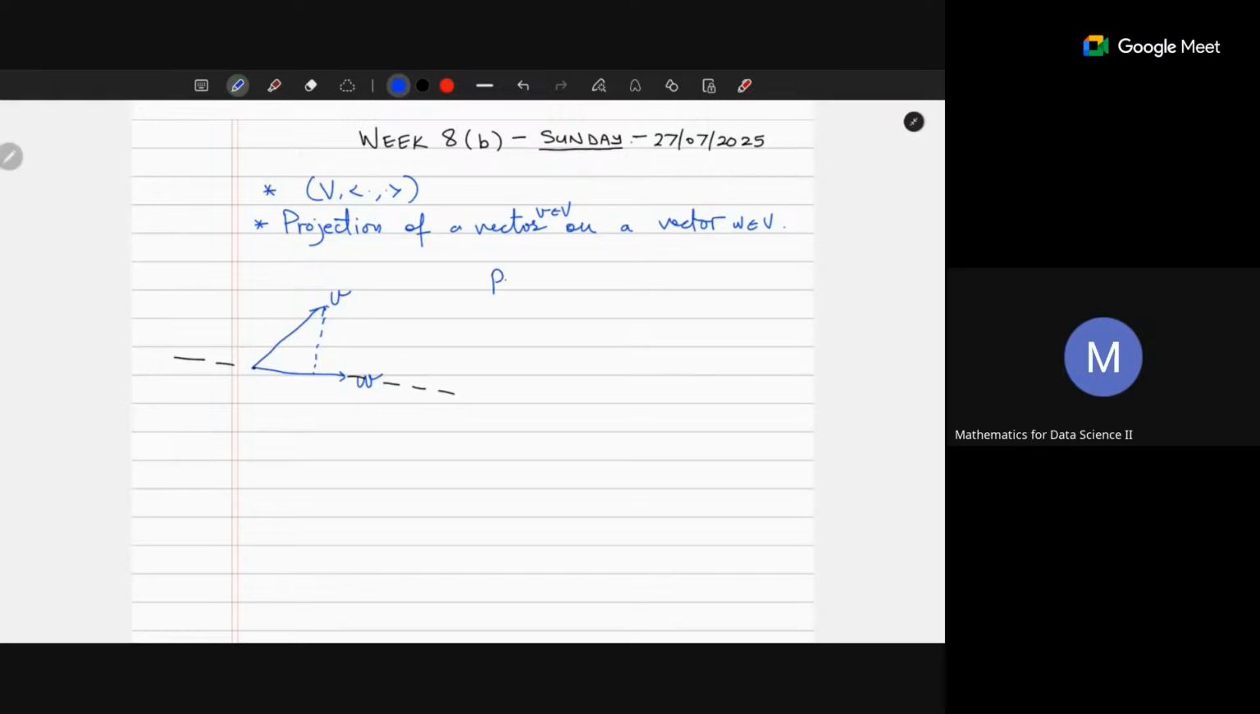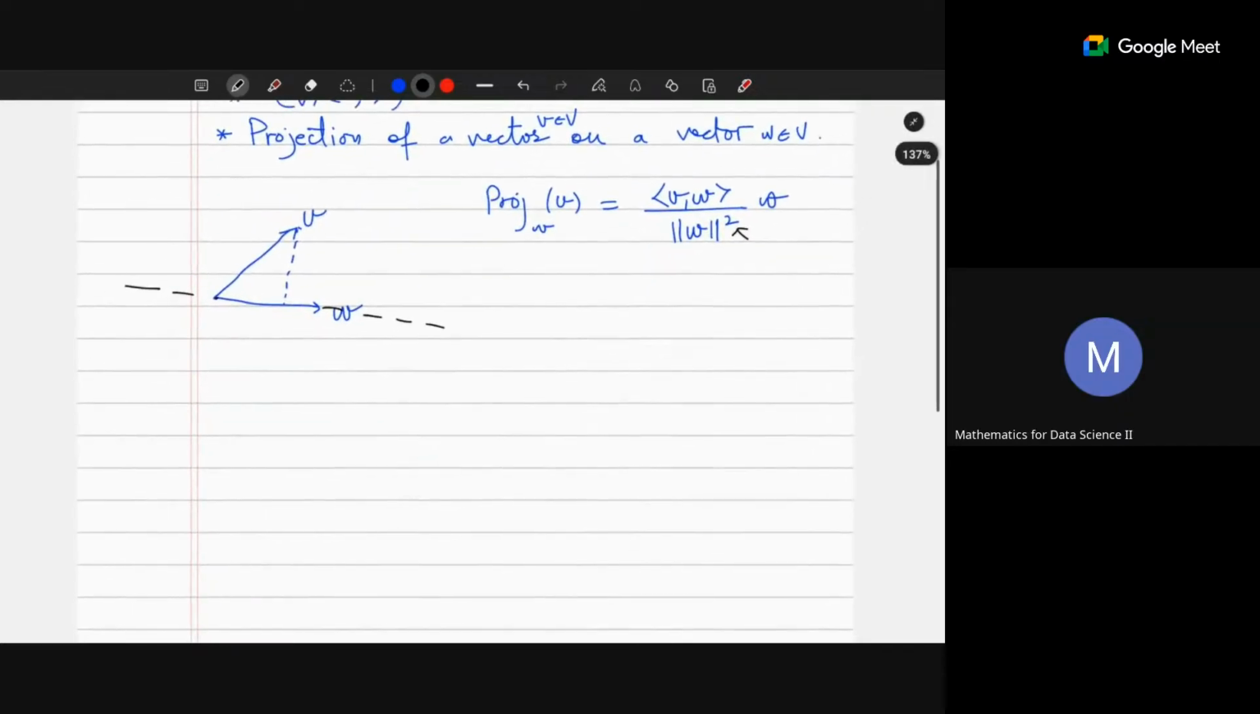So this projection of the V in the direction of W is inner product of V with W divided by the norm of W square times W. So last time when I discussed, I didn't put a square on top of the magnitude of vector W, on the mod of W. So this is the correct formulation, and you can generalize this formulation to projection of a vector onto a vector subspace as well. All right.